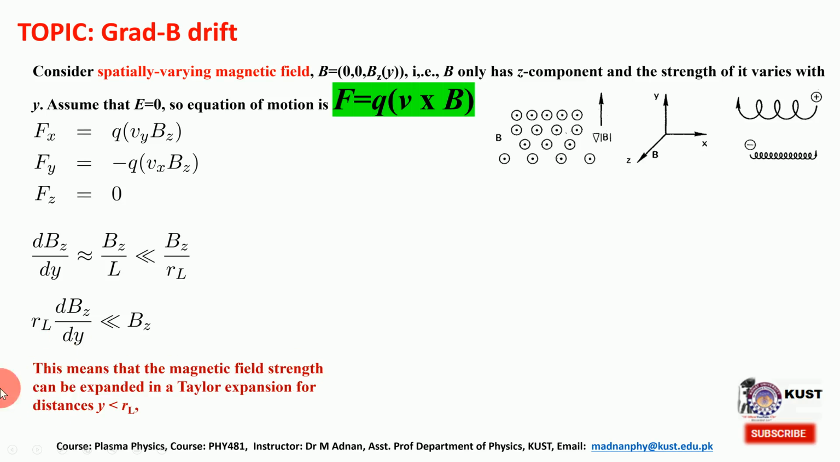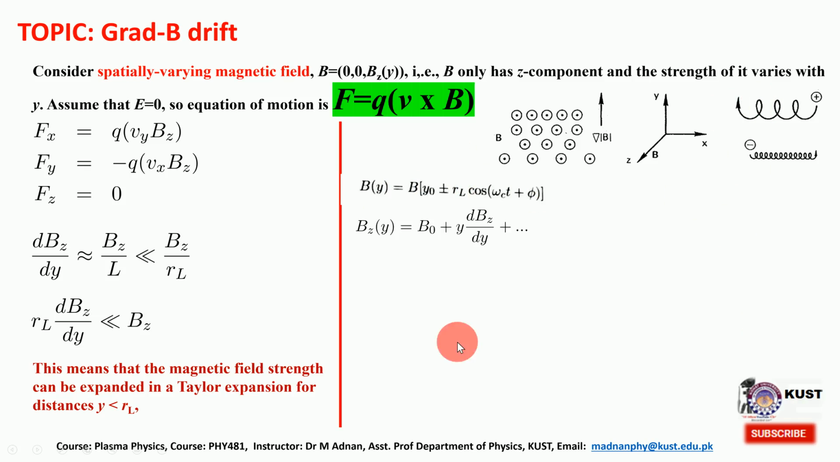Now this means that the magnetic field strength can be expanded in a Taylor expansion for distances y smaller than the Larmor radius. So for that we need to expand the profile of the magnetic field, which depends upon y. If you remember, y for the gyro orbit we have calculated is equal to R_L cos of (omega_c t plus phi) plus y naught. So in that way we can replace the y profile based on the gyro motion.